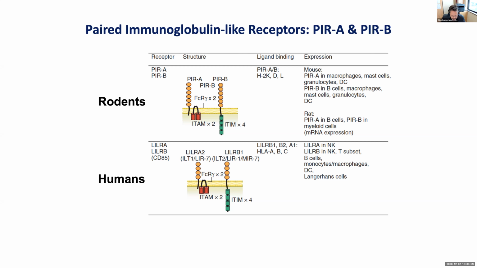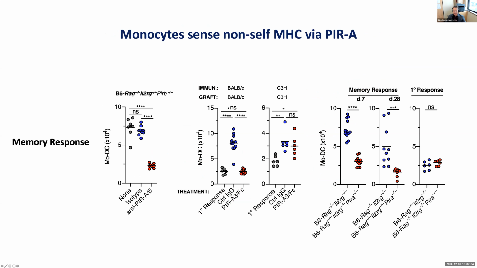And when we screened databases for receptors that are expressed on monocytes and macrophages, we stumbled upon paired immunoglobulin-like receptors. In the mouse, these are PIRs, and the human equivalent are the LILRs. Both receptor groups have activating and inhibitory receptors. In the mouse, these are expressed on macrophages, mast cells, granulocytes, DCs. PIR-B is expressed in B cells. And the human equivalent is fairly similar.